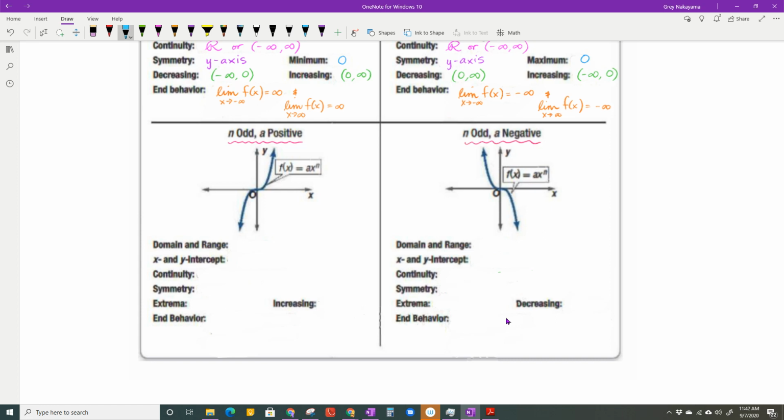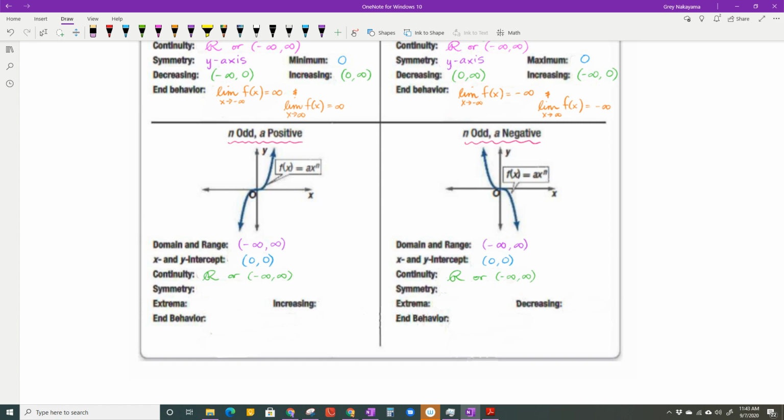So in this case, my domain and range are the same because I have one arrow pointing up and one pointing down. So my domain is negative infinity to positive infinity, also known as all real numbers, either one. X and y intercept, again, they're still going through 0, 0 in both of them. Continuity, there are no breaks. I can trace the whole graph from one arrow to the next without picking up my pencil. Again, all real numbers, or negative infinity to positive infinity.